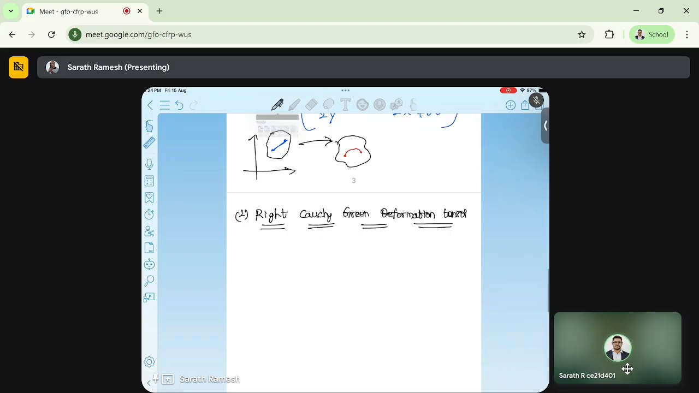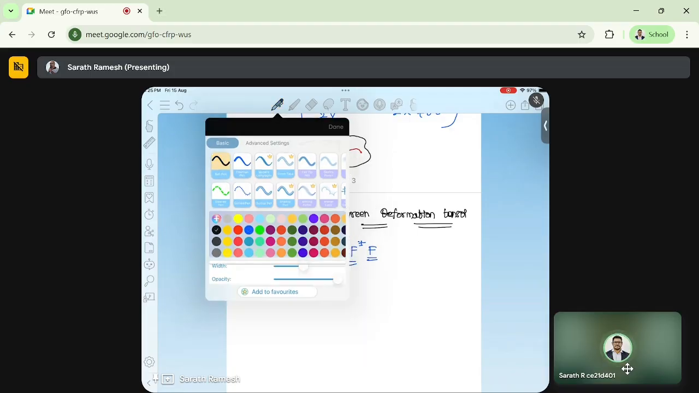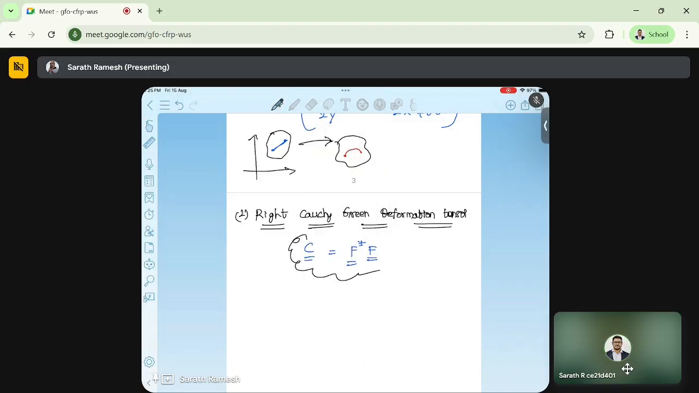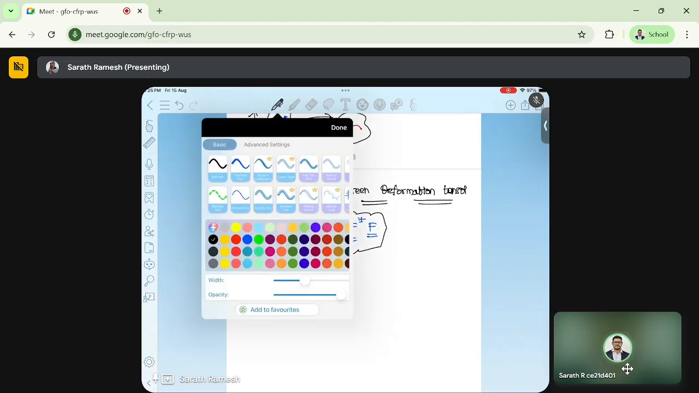So here I am directly writing it's represented by C. This is nothing but the F transpose times F. This will come from the derivation, when we derive the quantity F transpose F, we can represent it as the right Cauchy green deformation tensor. And the third one is the displacement gradient.